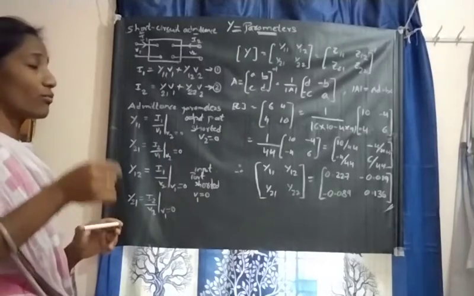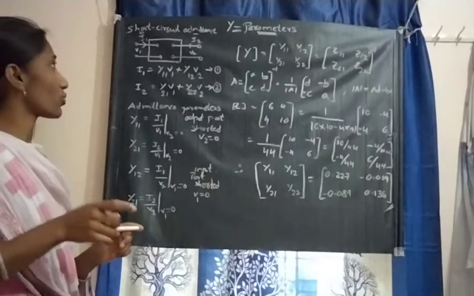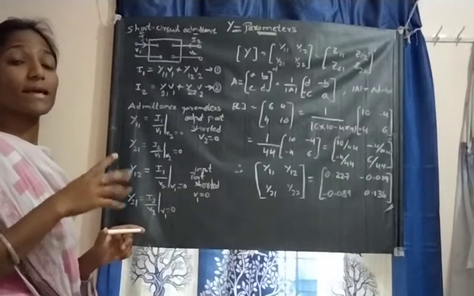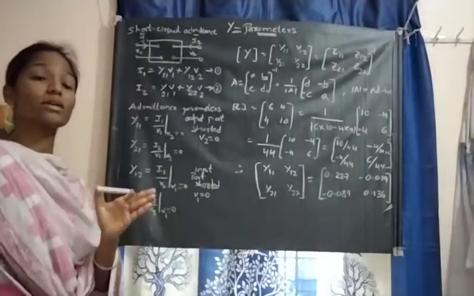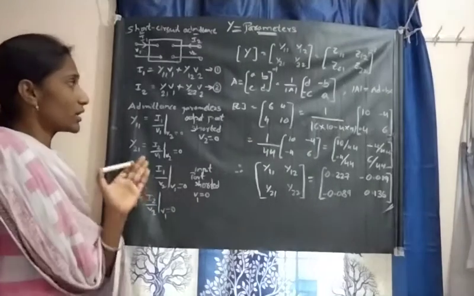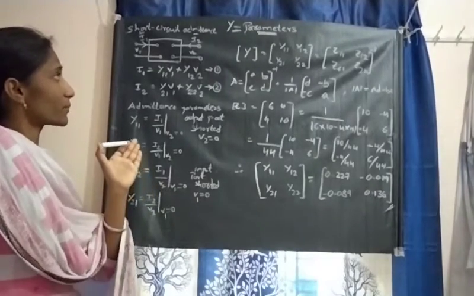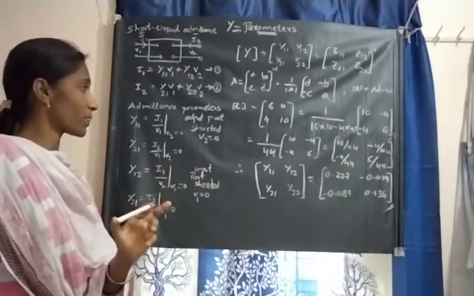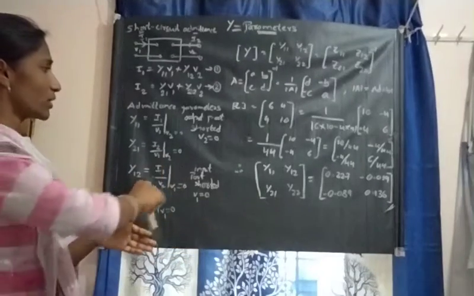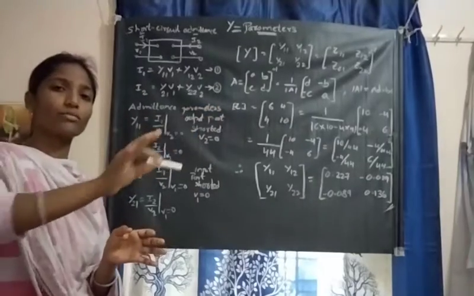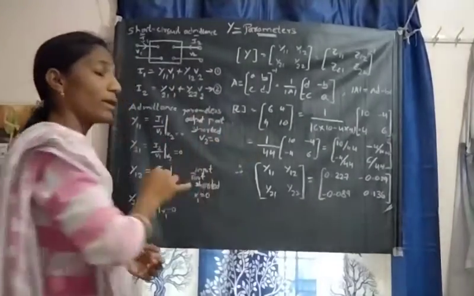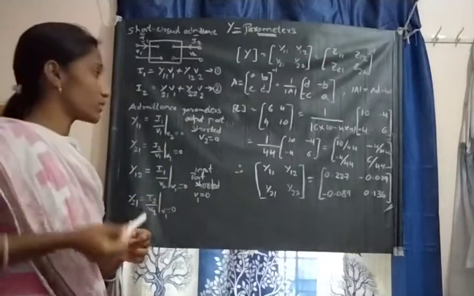So here Y parameters are also known as short circuit admittance parameters. There we call Z the impedance parameters, open circuit impedance parameters. Here we are saying these parameters are short circuit admittance parameters, right? So make the output port V2 as 0. Our first condition is to make the output port V2 equal to 0.